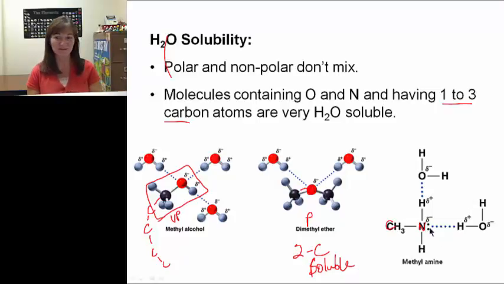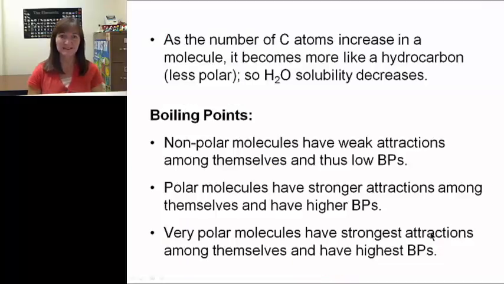This guy right here is nitrogen, and it only has 1 carbon, so we're going to say this one is soluble. This particular one here can hydrogen bond, because remember, nitrogen to a hydrogen or oxygen to a hydrogen can hydrogen bond, so this one's actually very soluble. Okay, memorize that. As the number of carbon atoms increase in a molecule, it becomes more like a hydrocarbon. Therefore, the water solubility is going to decrease. So the more carbons you put on, the less soluble it is, basically.